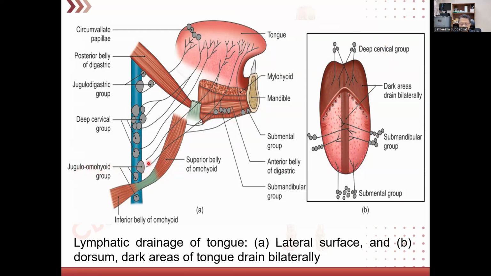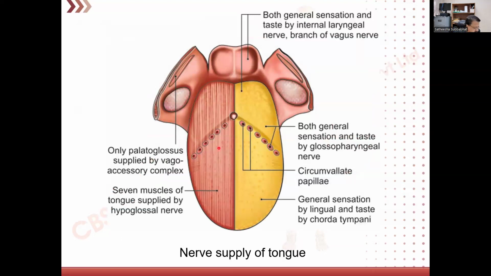This is a jugulo-omohyoid group of lymph node, which is present along the internal jugular vein in relation to the omohyoid muscle, the intermediate tendon of omohyoid muscle. That's why it is named as jugulo-omohyoid group of lymph nodes. So this is called the lymph node of the tongue. Now coming to the nerve supply of the tongue.